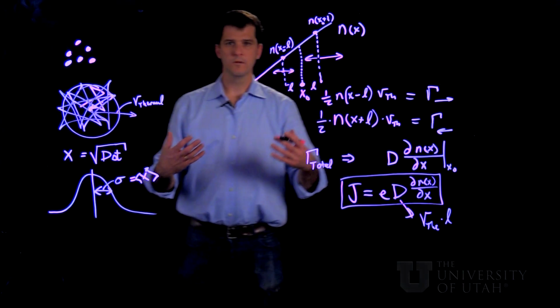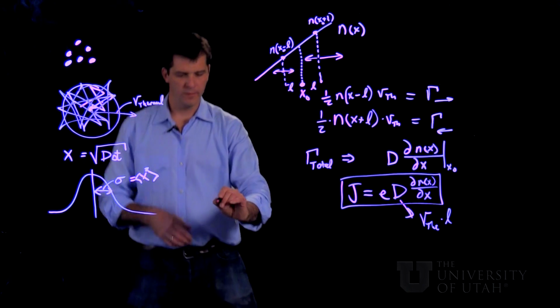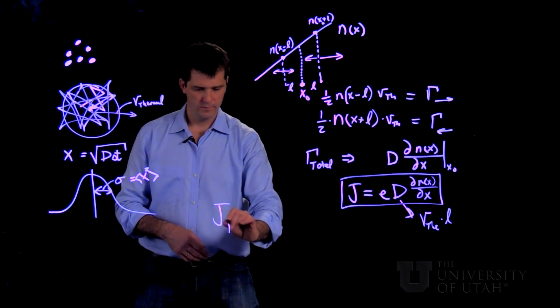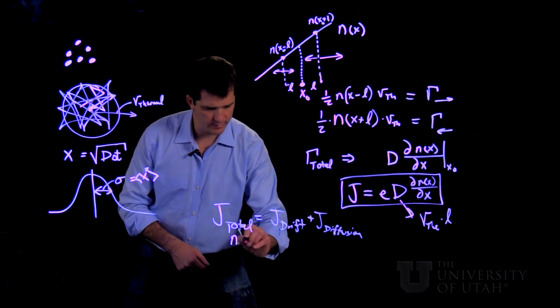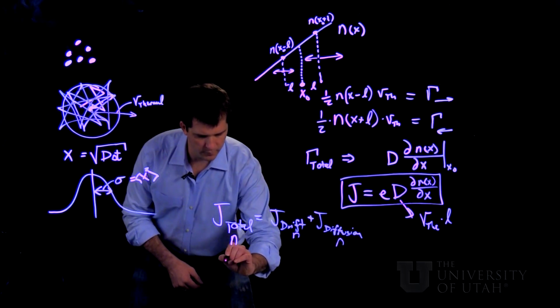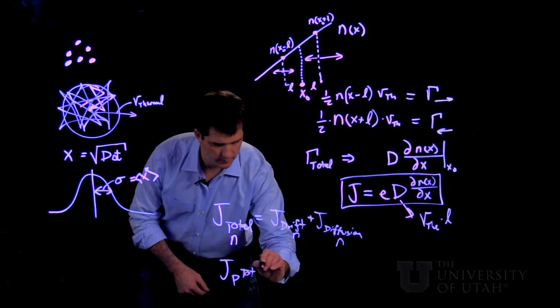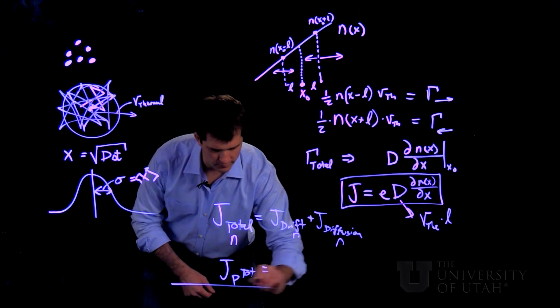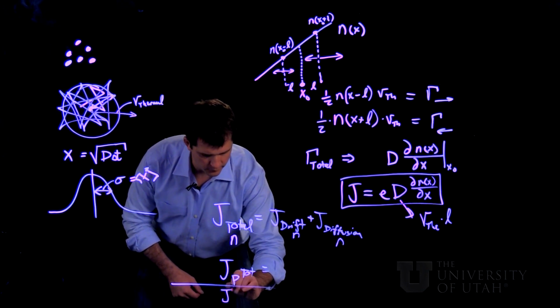So now we can add our two components of current together to get the total current. We can also differentiate between electrons and holes. So the holes have an analogous equation, and our overall grand total is the sum of all four of these components.